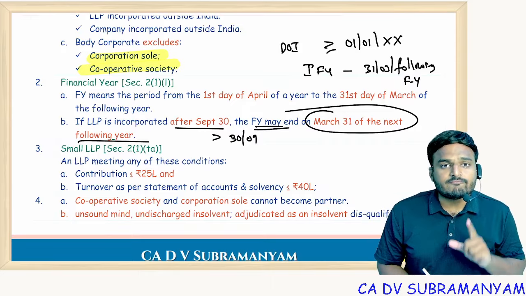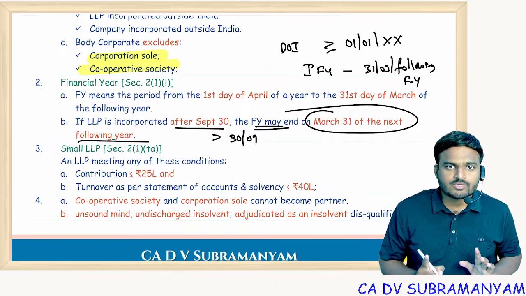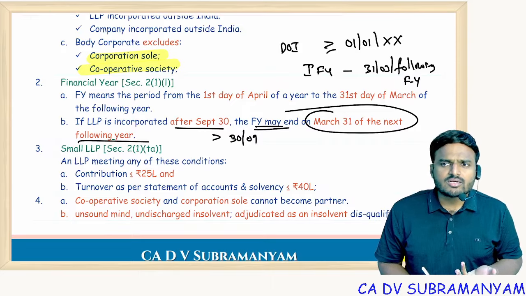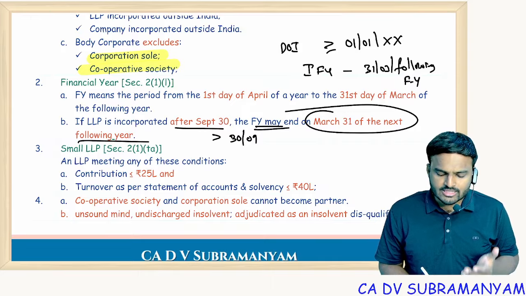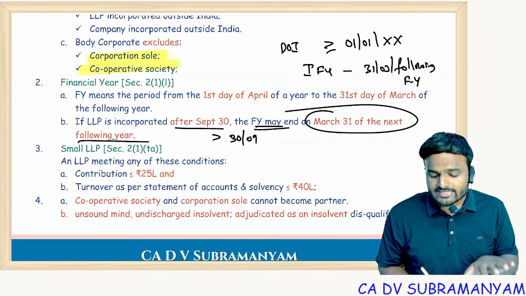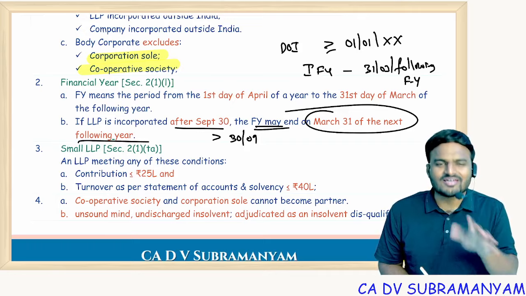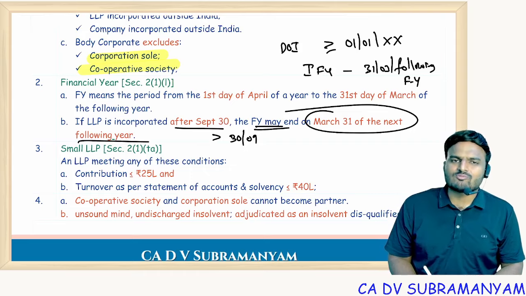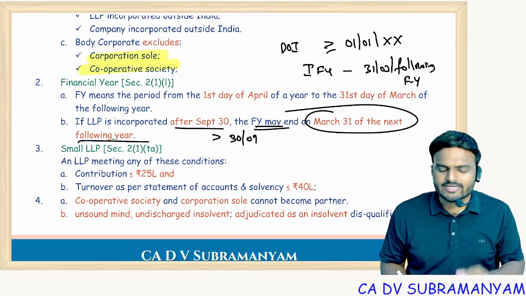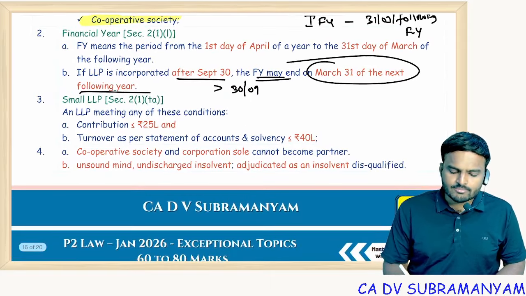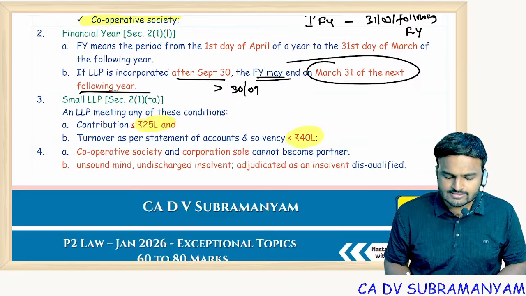That means first financial year maximum duration of LLP is 18 months. Less duration will be 9 months 1 day. 9 months, because exactly if incorporated on 30th September means 9 months 1 day. Sorry, 6 months 1 day. Yeah, 6 months 1 day. I'm sorry. 6 months 1 day would be the shortest duration, but the longest duration of first financial year would be 18 months. Small LLP, remember the limits: contribution 25 lakhs, turnover 40 lakhs.